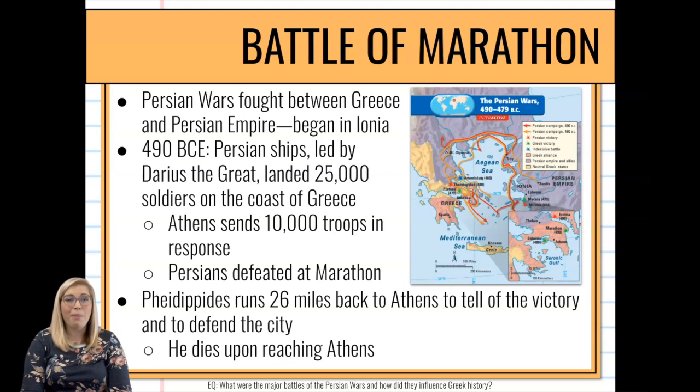Get it? So a marathon, if you know anything about them, it's 26.2 miles. Marathon, that's where it gets its name. So unfortunately, he perished, but it was very important that he got that message because the Persians were going to turn next to Athens. So the Battle of Marathon is huge. It's a huge win for the Greeks.